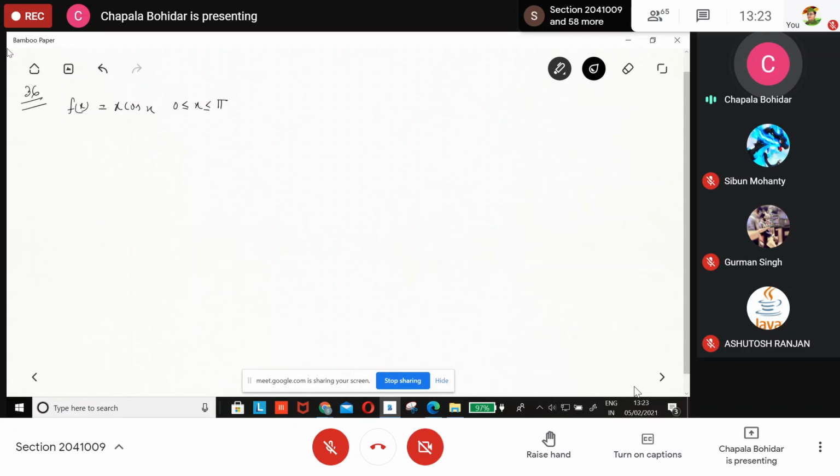That means that is the root of that equation. Then you are able to find out the absolute maximum and minimum value, is it not? Yes, ma'am. So what you do here? Here also you do it like this.